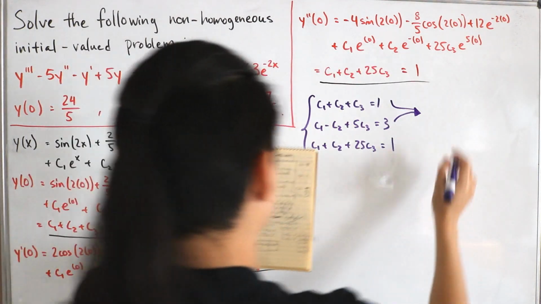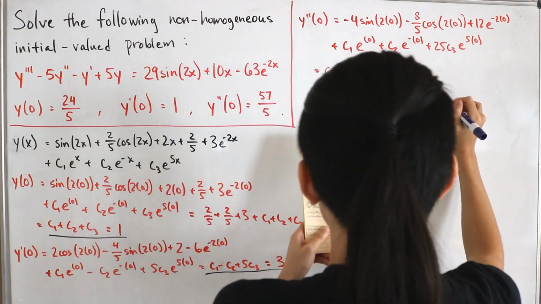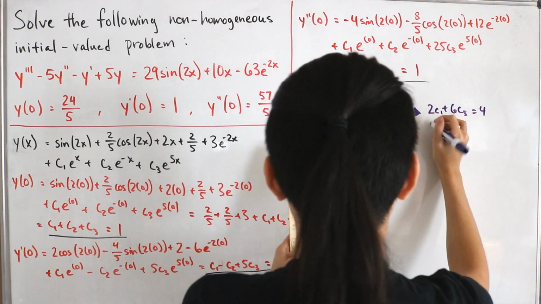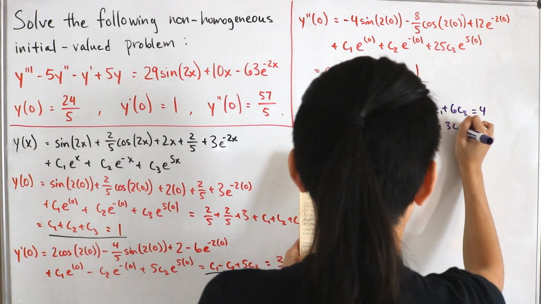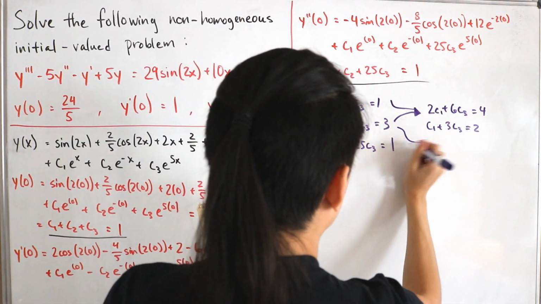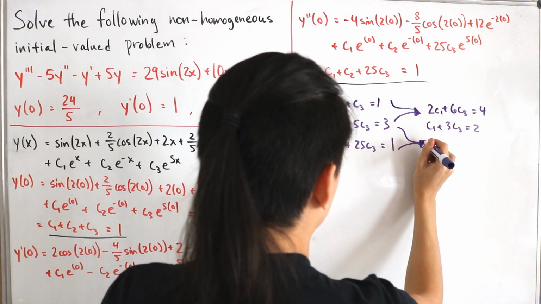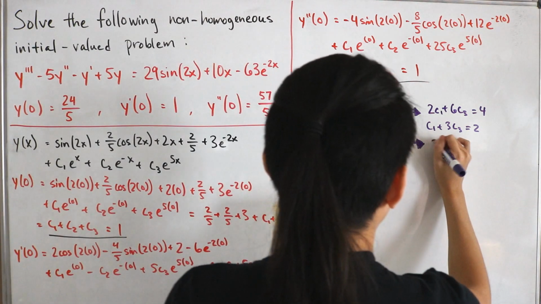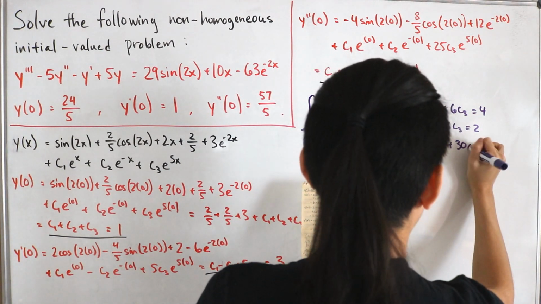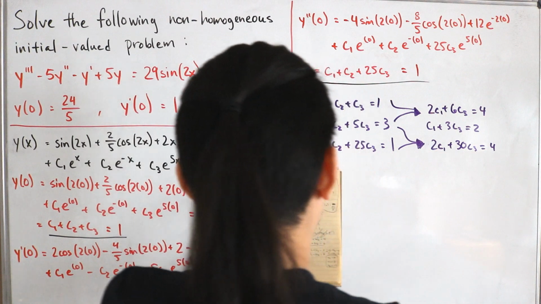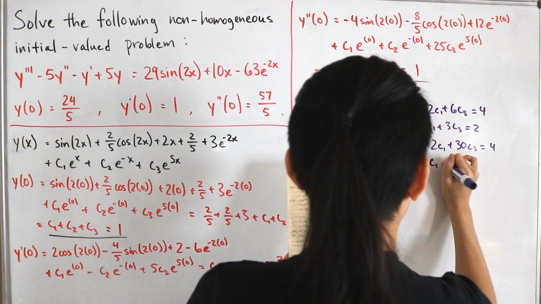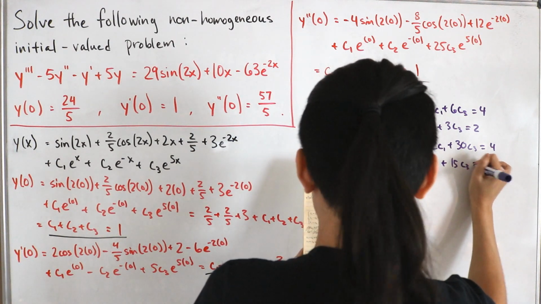So if I add everything together, I have 2C1 plus 6C3 is equal to 4. In other words, I can just divide by 2 on both sides. So C1 plus 3 times C3 is equal to 2. Okay, so that's the first one. Now the second one, I'll take this pair over here. So now this is going to be 2C1 and then add this with 30C3 equals 4. And so now just divide by 2 on both sides. So I have C1 plus 15C3 is equal to 2.